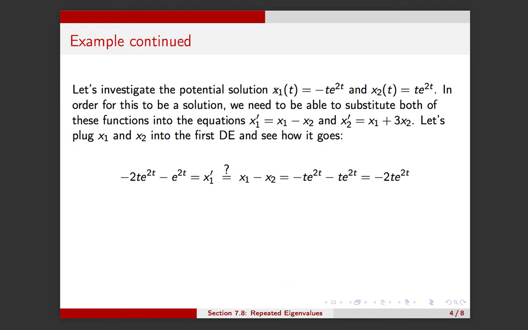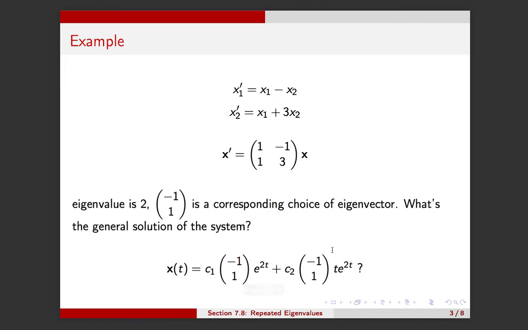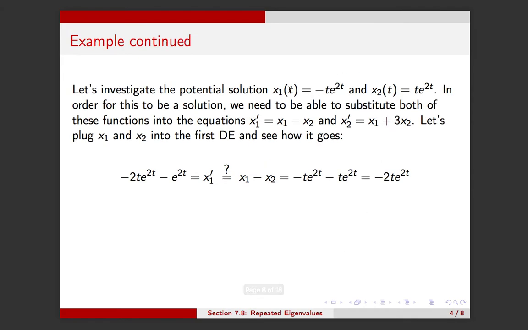Okay, so what would that look like? That would mean that x1 would be the top coordinate, and x2 would be the bottom coordinate in this setup here, right? In this matrix here, this vector. So the top coordinate is negative 1 t e to the 2t. The bottom coordinate is 1 t e to the 2t. Again, assuming c2 is 1. So x1 is the top, x2 is the bottom, and that's how I get these concrete functions here that together should be a solution.